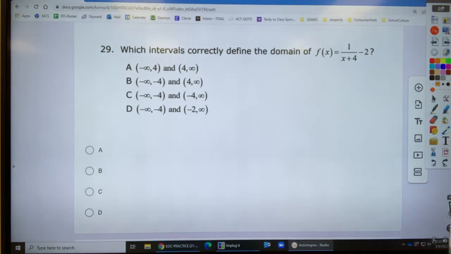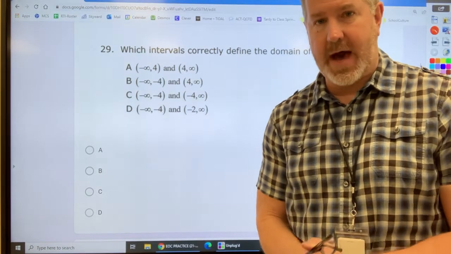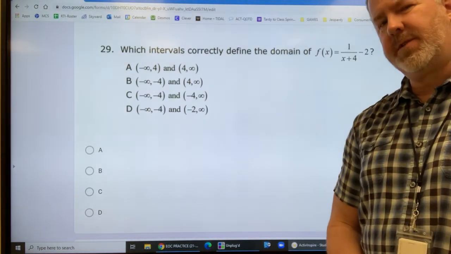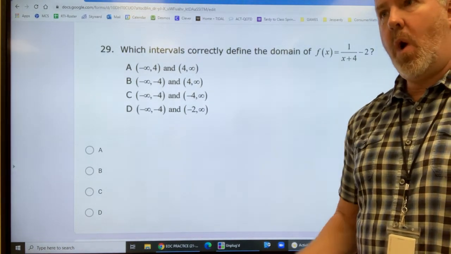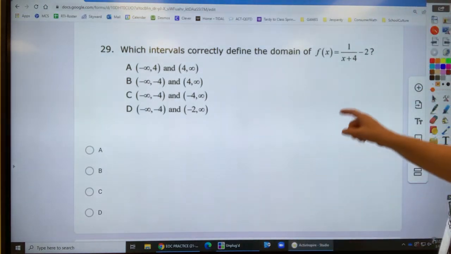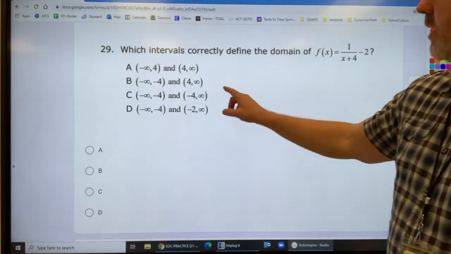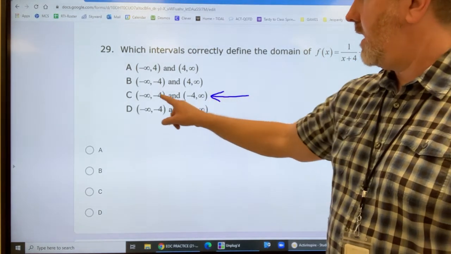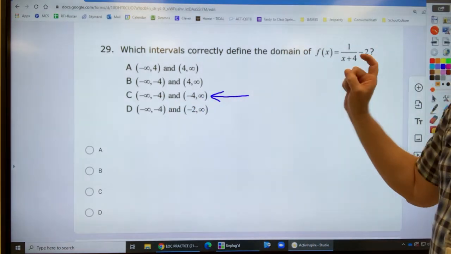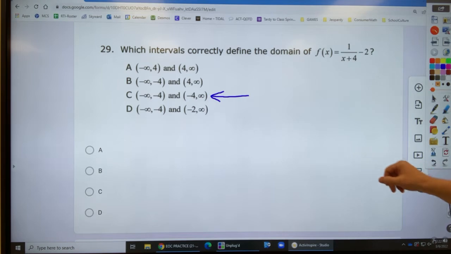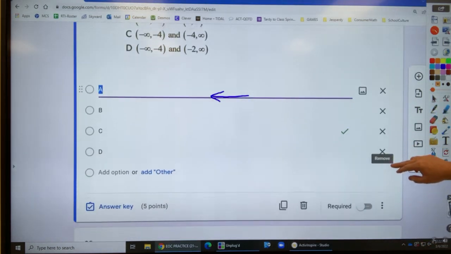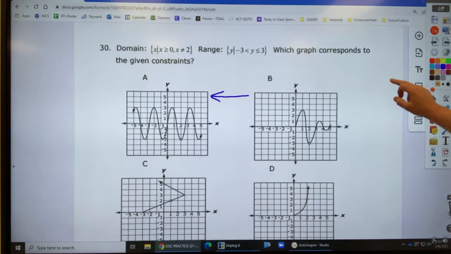This is another one. Same thing, everybody. Which intervals correctly defined? Now, you got to understand what intervals are, but all it's asking is, what can x not be? And you assume that it can be everything else. X cannot be -4. So we're going to say that it can be everything up to -4 and -4 beyond, but it cannot be -4. So we're going to have kind of a hole there. So let's make sure that this one is C, because algebra teachers don't know everything. All right, I got to check my work too.